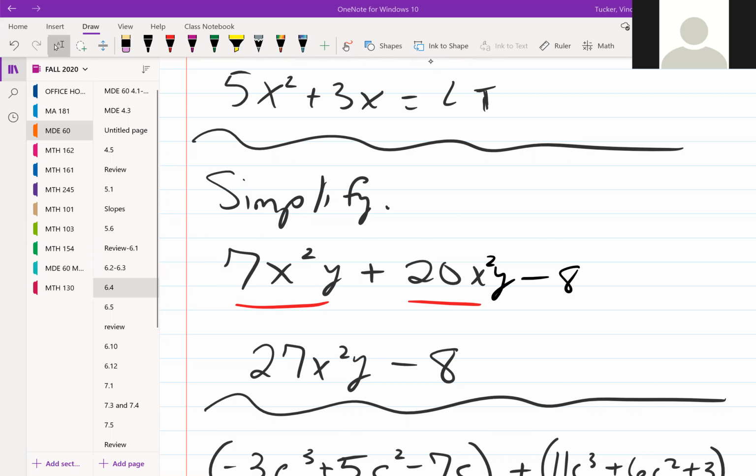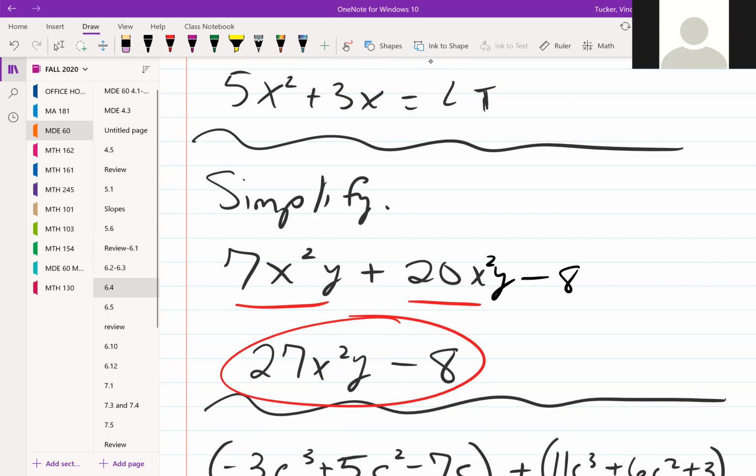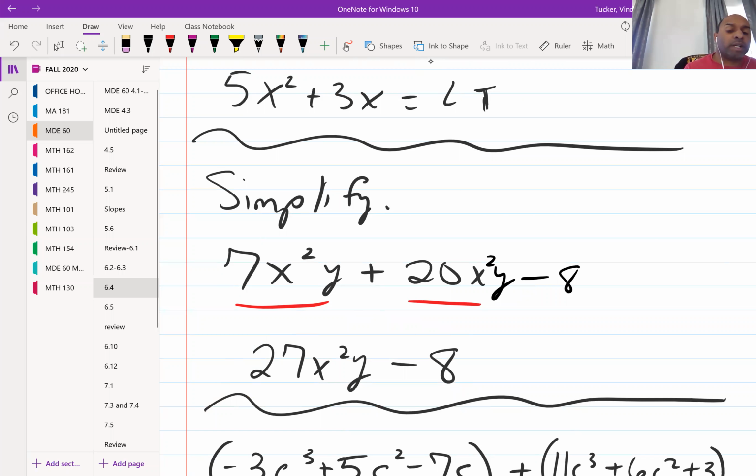Okay. All right. And then once you simplify them, you'll be able to do the actual subtraction of 8, or is that the answer? Nope, this is the answer right here. Oh, okay. So you're not actually adding or subtracting. You're just simplifying the terms together.